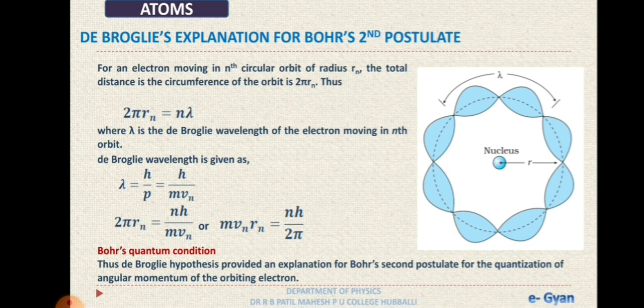Thus, the de Broglie hypothesis provided an explanation for Bohr's second postulate for the quantization of angular momentum of the orbiting electron. Bohr's quantum condition says that all orbits are not possible, only those orbits are possible in which an electron has an angular momentum of nh upon 2 pi, which is obtained using de Broglie's hypothesis.